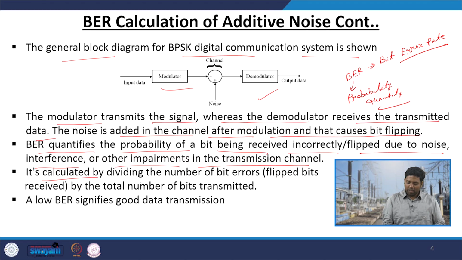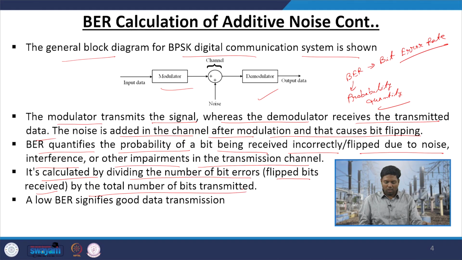It is calculated by dividing the number of bit errors, that is flipped bits received, by the total number of bits transmitted. That means, let us say you are sending 6 bits and let us say 3 bits have been flipped, then the bit error rate for transmitting that data is 3 by 6. That is, BER is equal to half, that means 50%.